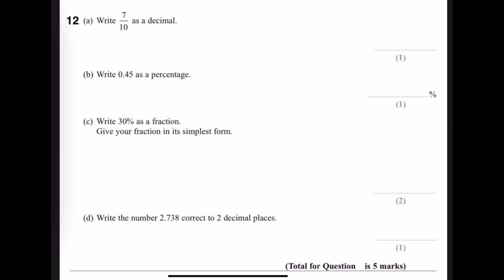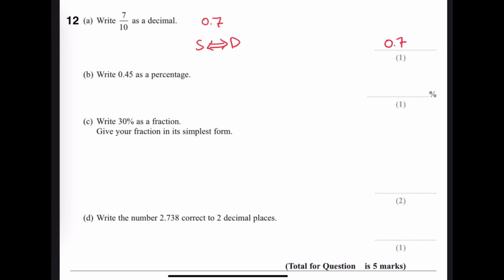12a, write 7 over 10 as a decimal. All you have to do is put this into a calculator and you'll get 0.7. If you don't get that in the beginning, all you have to do is click this button over here that looks like that and it will get it for you. So the answer is 0.7.